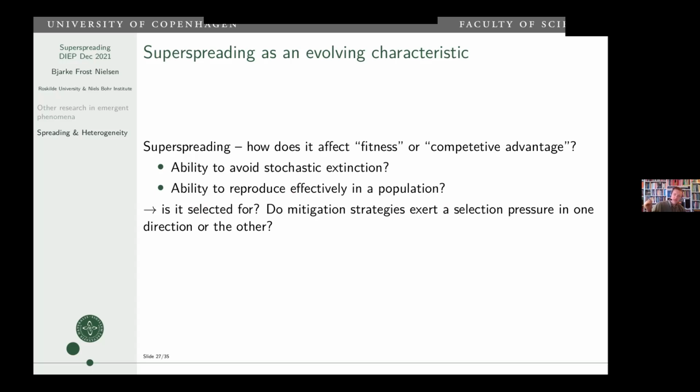And the other one has to do with the ability to reproduce effectively in a population once you have really made it past that initial stochastic extinction risk. So when some critical number of people in the population have already been infected, at what rate does the infection then continue, essentially? And you could say, is super spreading perhaps selected for, or is it selected against evolutionarily? And do mitigation strategies, the things that we do, change the fitness landscape? Do they change whether it's advantageous or not?